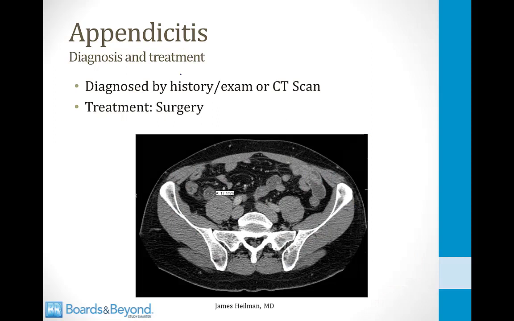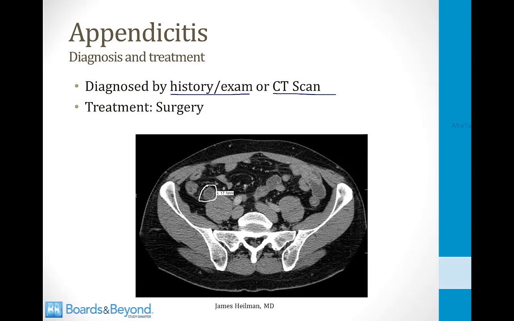You can diagnose appendicitis by history and exam alone. If the history and physical exam are strongly suggestive of appendicitis, patients are sometimes taken directly to the operating room. If the diagnosis is in doubt, or if you need more detail about the anatomy of the abdomen, you can perform a CT scan. Shown on the screen is a CAT scan of a patient with appendicitis. This is the inflamed appendix here.